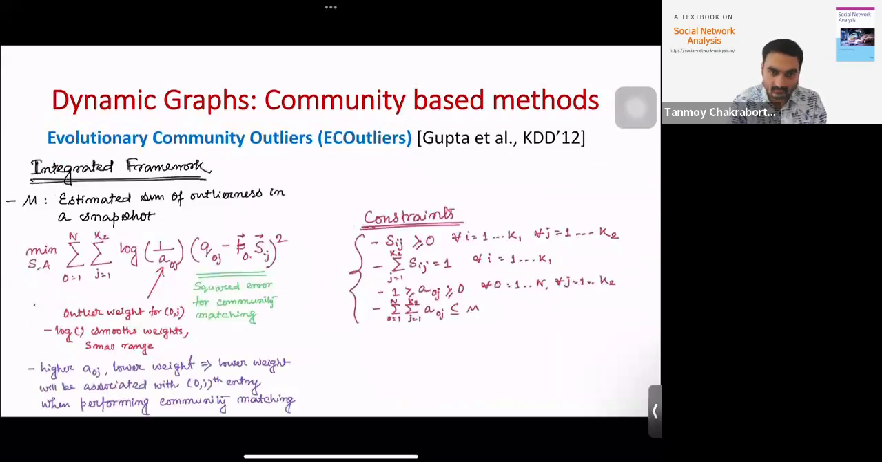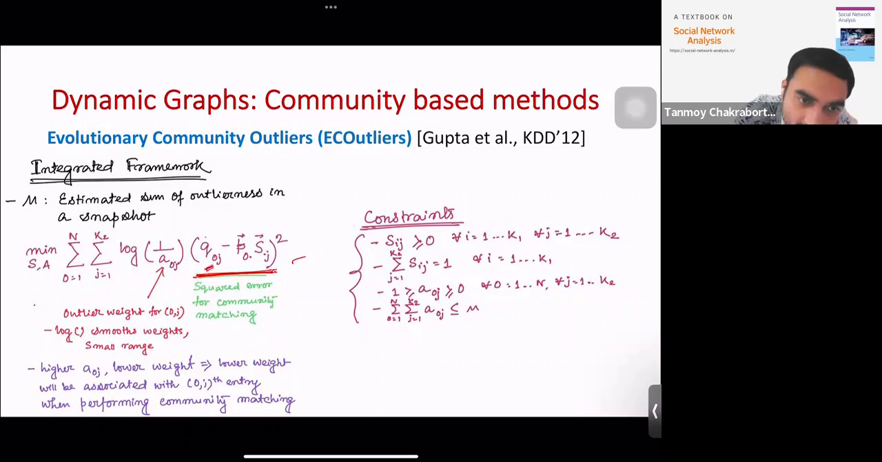Okay, now this equation is simple. Let's just try to understand. So what is our task? Our task is to minimize this quantity. This is Q. This is one entry of Q, Q_OJ, and this is the corresponding entry of P times S.